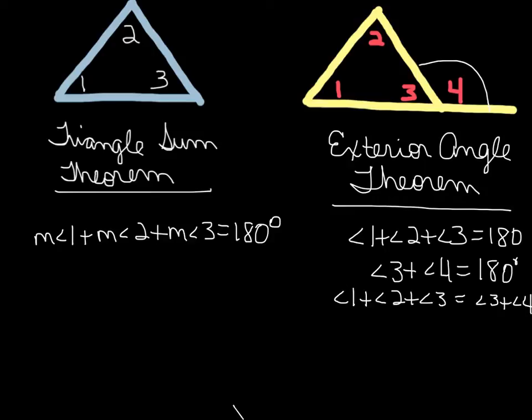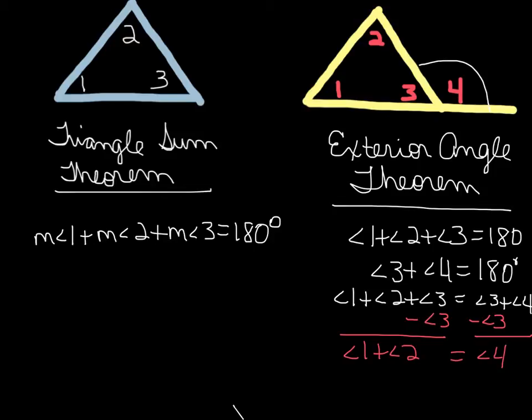Okay, if we were to subtract angle 3 from both sides of this equation, we would get that angle 1 plus angle 2 has to equal angle 4 if we remove angle 3 from both sides. Okay, so that is the exterior angle theorem.